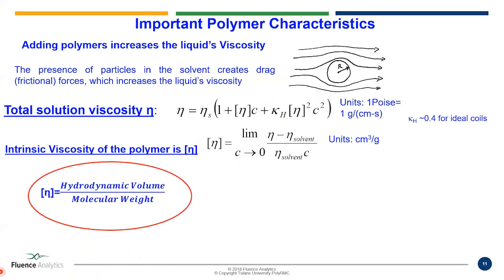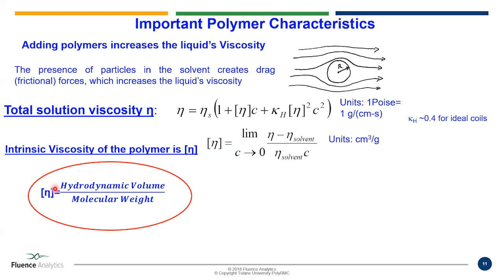But what the intrinsic viscosity measures, you can see that this is dimensionless, viscosity times concentration, so it has inverse units of concentration. In other words, volume per mass. It's the hydrodynamic volume of the molecule per unit molecular weight.